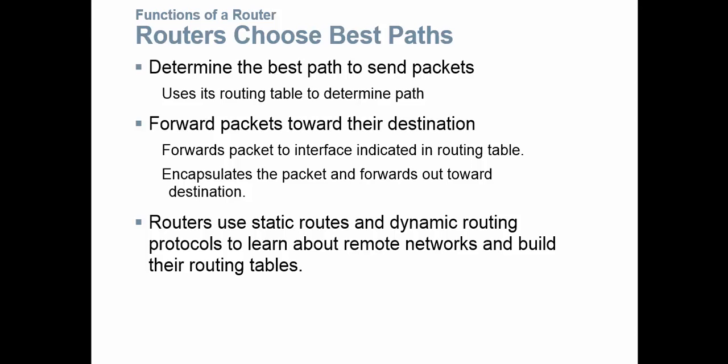It's going to forward packets towards their destination, and these forwarded packets go to the interface indicated in your routing table. So depending on which interface holds that network or its next hop, it's going to go through that interface. It encapsulates the packet and forwards it out towards its destination. Routers can use static routes and dynamic routing protocols to learn about remote networks and to build their routing tables.